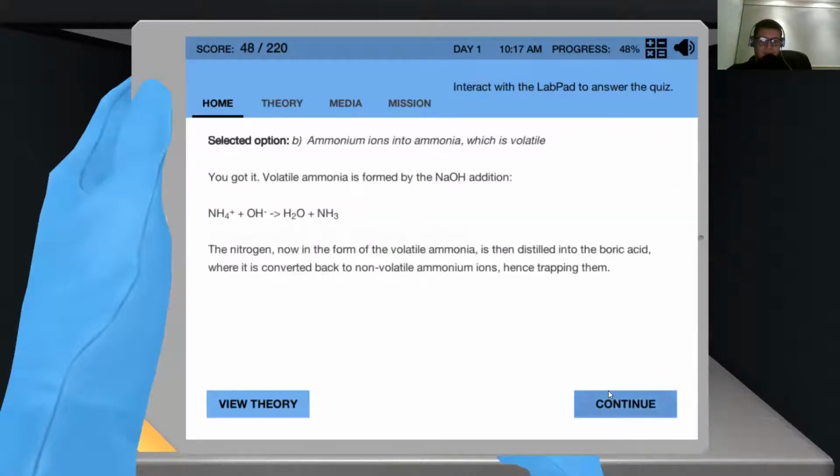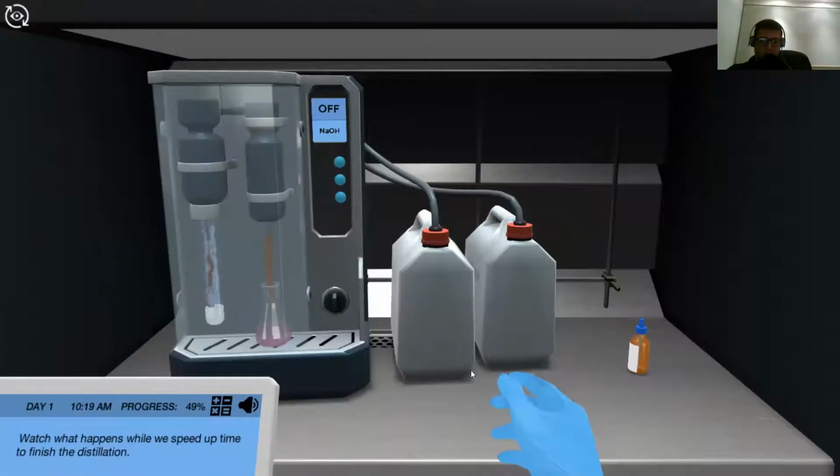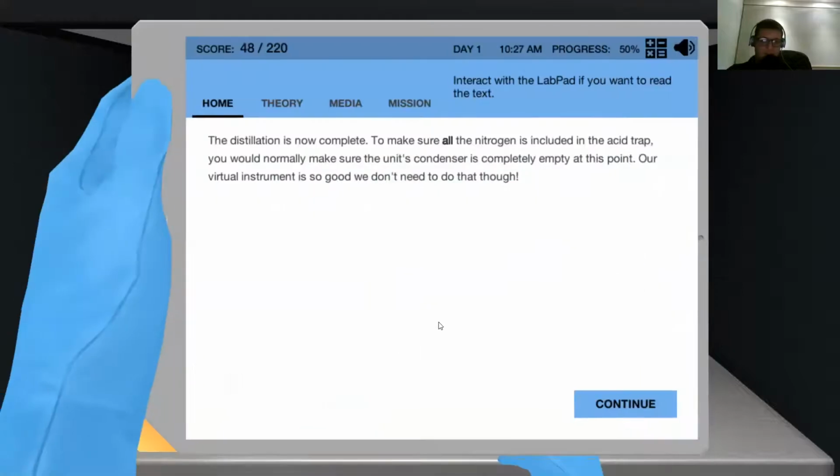You got it. Volatile ammonia is formed by the sodium hydroxide addition. Ammonium plus hydroxide. Watch what happens while we speed up time to finish the distillation. The distillation is now complete.